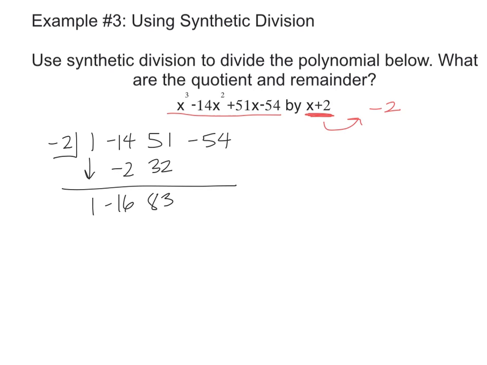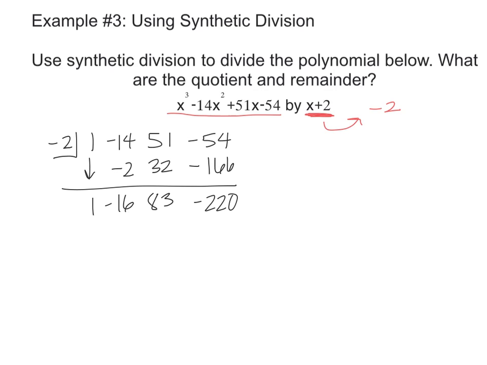One more time, multiply -2 and +83. And that becomes -166. If I add those together, that will give me -220.